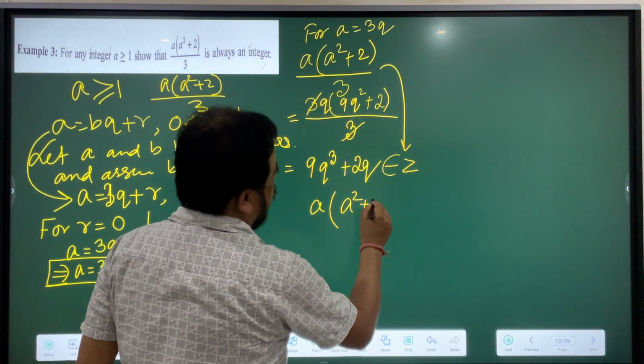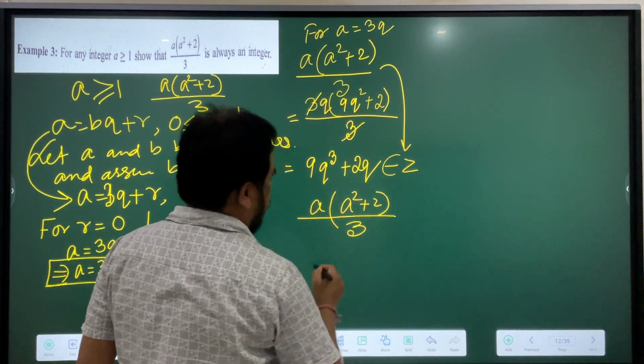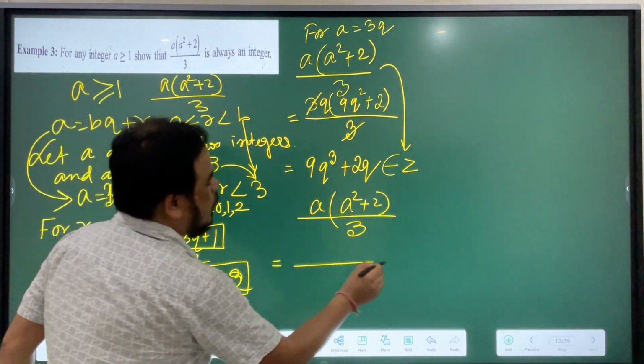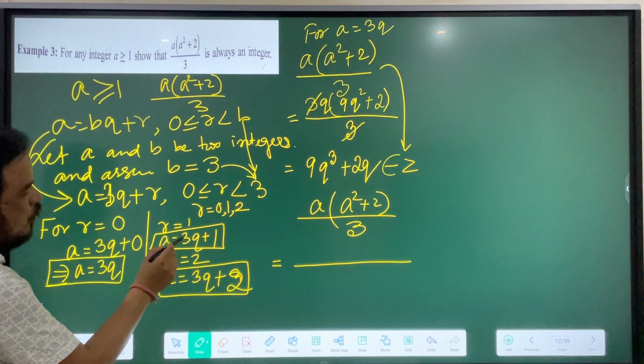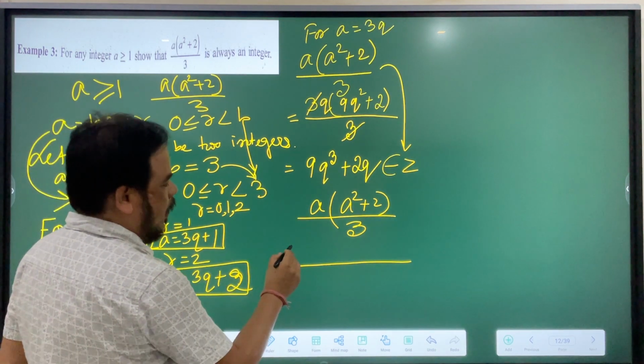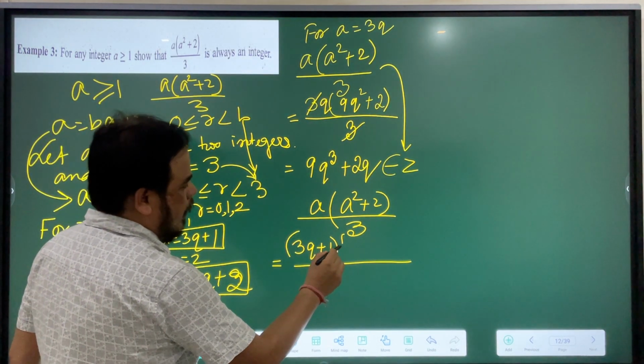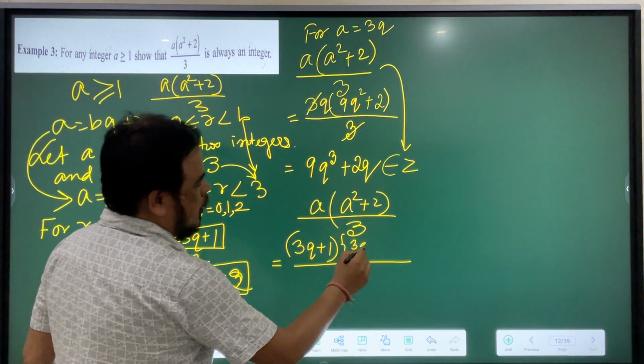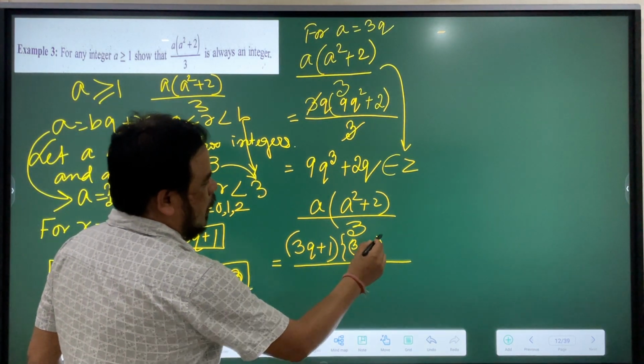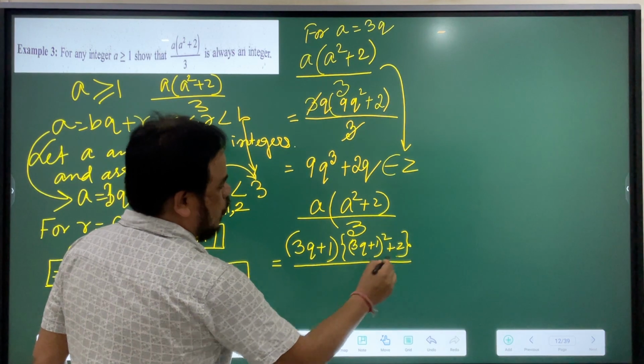a square plus 2 by 3. Now what will we put? a equals 3q plus 1. In place of a, we put 3q plus 1. So a into (a square plus 2) by 3 becomes (3q plus 1) into ((3q plus 1) whole square plus 2) by 3.